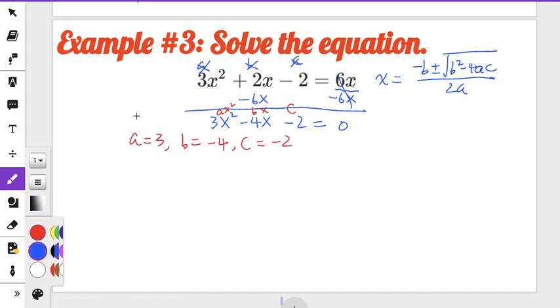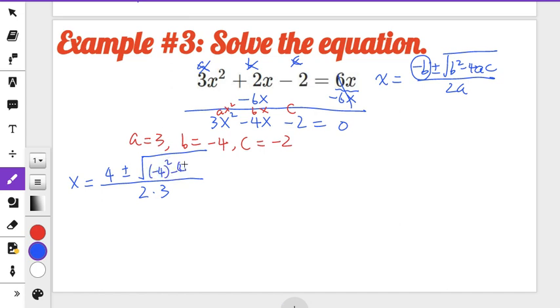So now, let's plug in the formula. The formula says 2a, so 2 times 3. And again, this is opposite b, so whatever the b is here, we put the inverse number, which is 4, plus or minus the square root of b squared, which is -4 squared, minus 4 times 3 times c, which is -2. Now, let's do the mental math. So 4 plus or minus -4 squared, which is 16, minus 4 times 3, 12, 12 times -2, which is -24. If you want to, you can also use a calculator to double check it. 2 times 3 is 6.